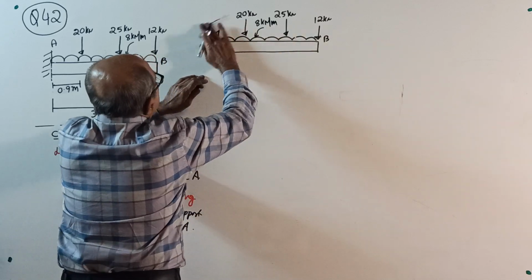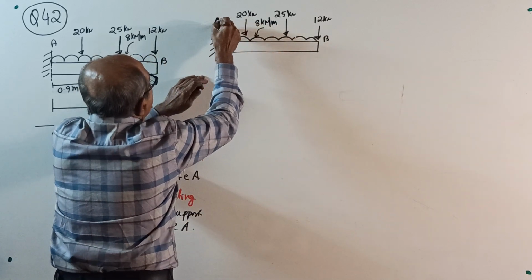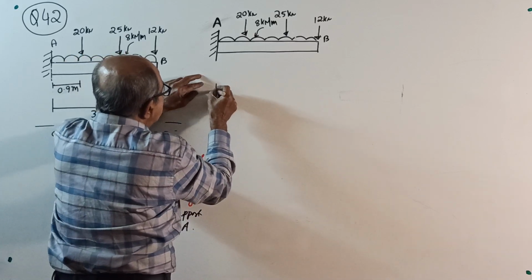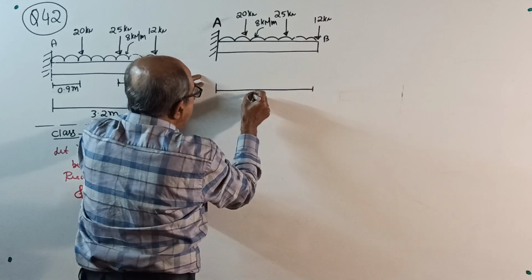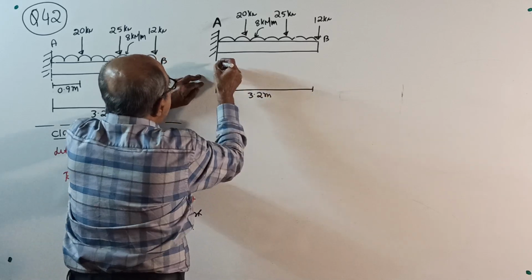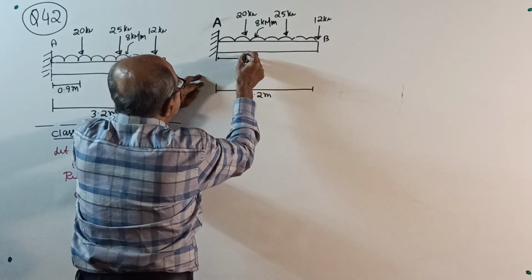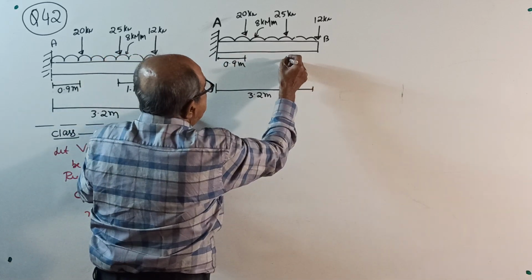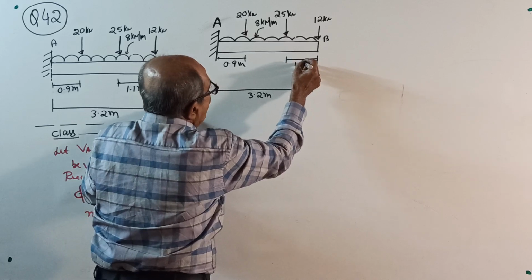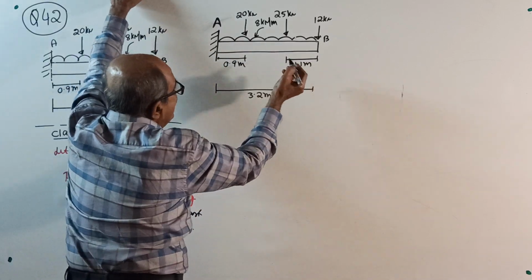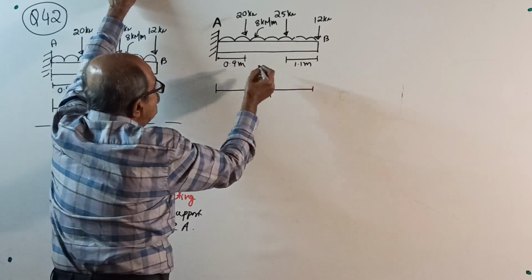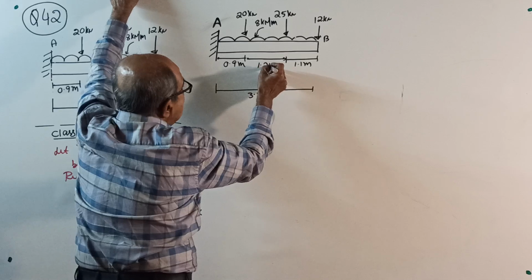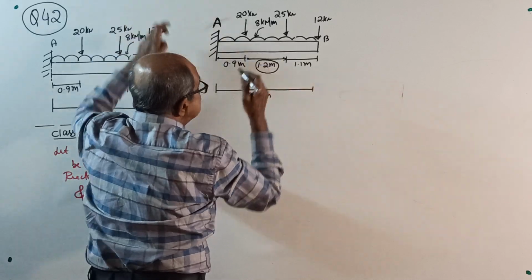Remember, our fixed support is A. Very important, A. Now, distances. Full span is full length is 3.2 meter. It is given from here to here is 0.9 meter. This distance given is 1.1 meter. So this gap required 1.1 plus 0.9 is 2 meter. So if you want this gap, it will be 1.2 meter. Remember, not given, calculated. Okay.